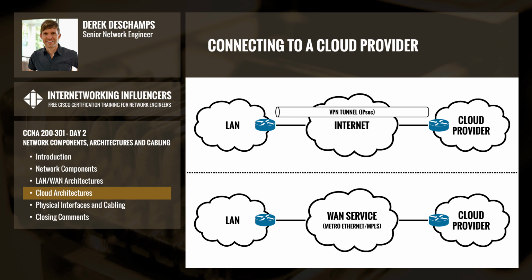A LAN can be connected to a third-party cloud provider using a site-to-site VPN across the internet, or using a WAN service such as Metro Ethernet or MPLS. A site-to-site VPN provides greater flexibility to switch cloud providers, since it can be easily moved without having to coordinate with a WAN service provider. While a WAN service, such as Metro Ethernet or MPLS, provides greater reliability and performance, since it is a dedicated connection that does not traverse the internet.